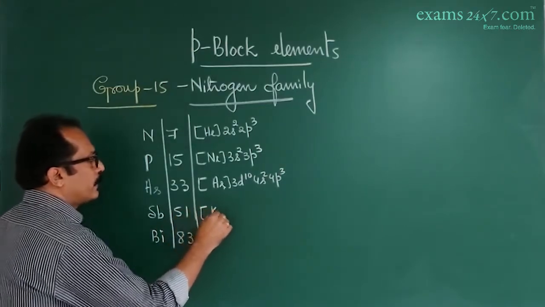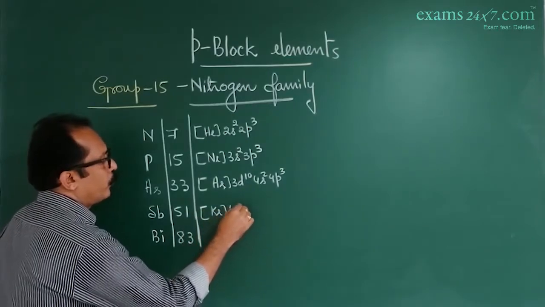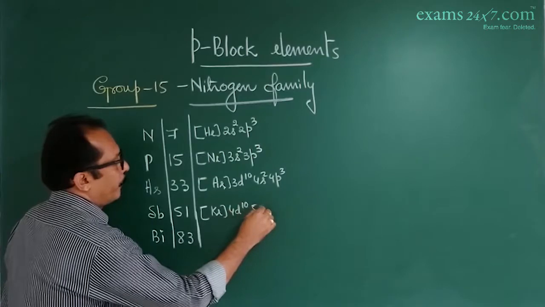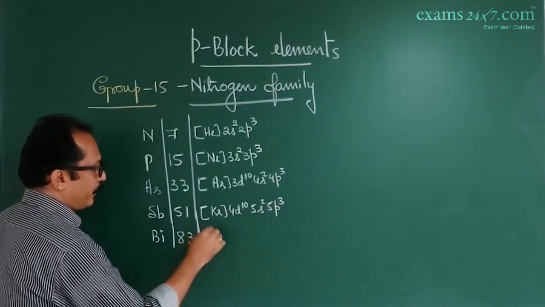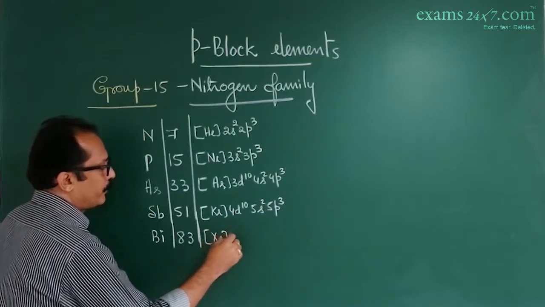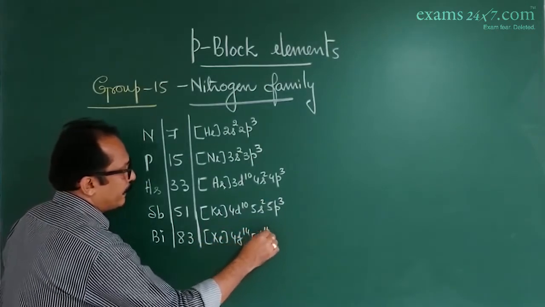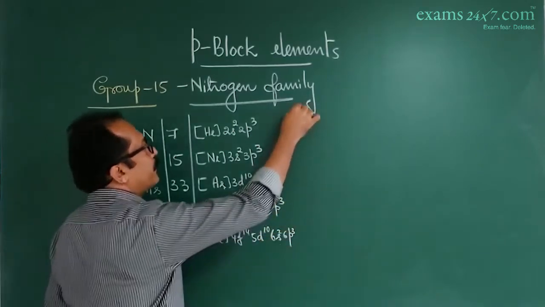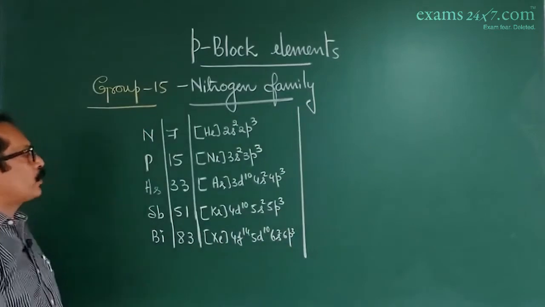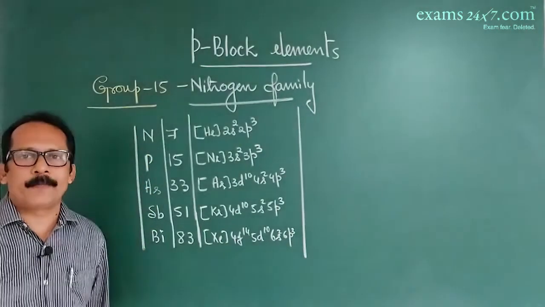Antimony, nearest noble gas is krypton, 4d10, 5s2, 5p3. Next one, bismuth, xenon, 4f14, 5d10, 6s2 and 6p3. So this is about the electronic configuration of the nitrogen family.